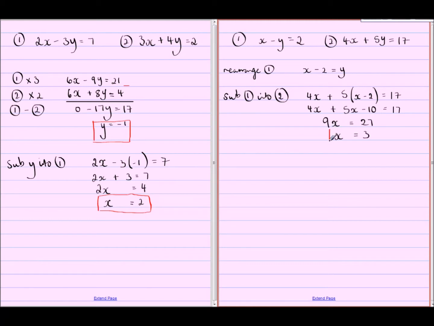As before, we're going to substitute this into one of our previous equations to be able to solve for the other variable. So 3 minus y equals 2, rearrange that, and we find out y is 1. So our solution is x is 3, y is 1.